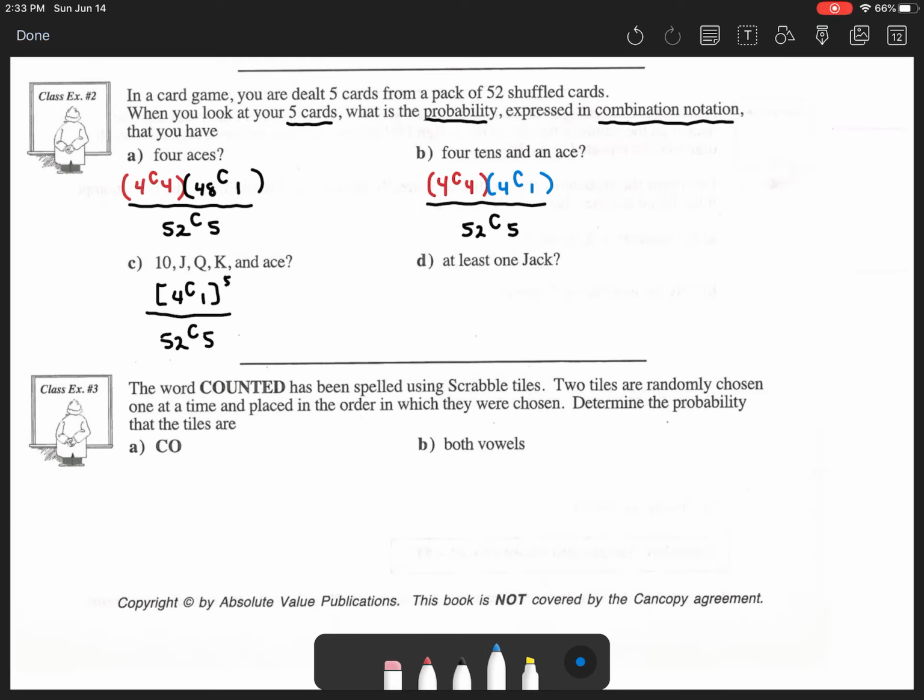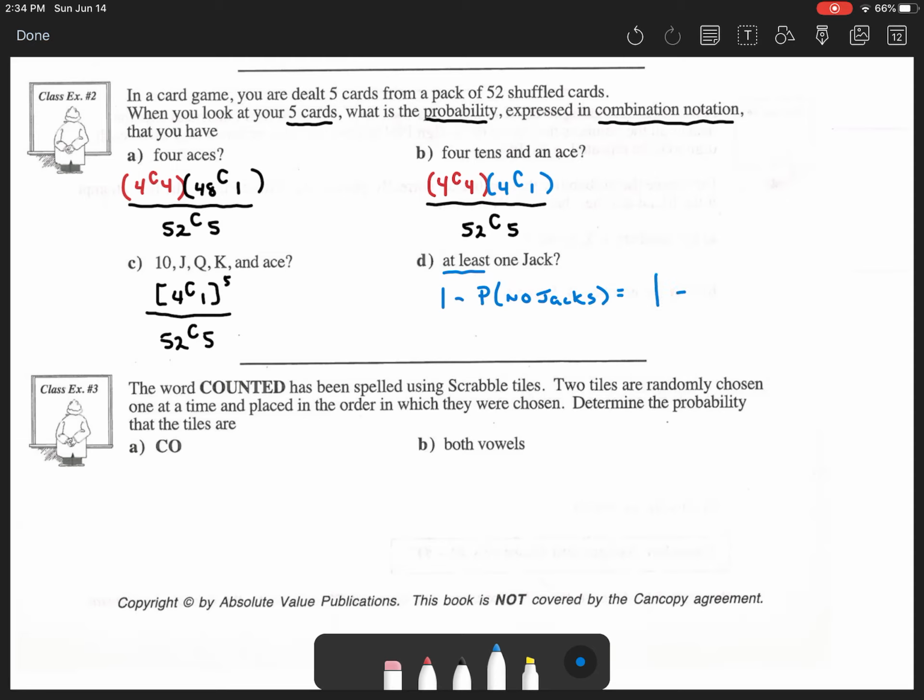Then in D, at least 1 jack. We've seen that phrase before. So what does that mean? That means you could have 1 jack or 2 jacks or 3 jacks or 4 jacks. So the only thing that's not there would be no jacks. So what I would do is take 100%, or the number 1, minus the probability of no jacks. In this case, I used, again, the complement idea to determine the probability.